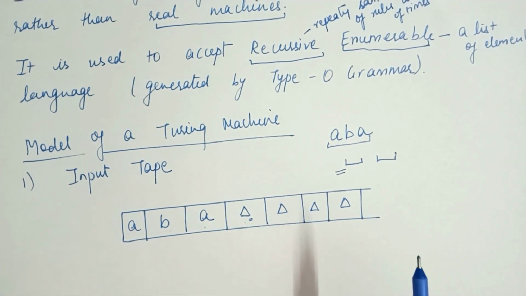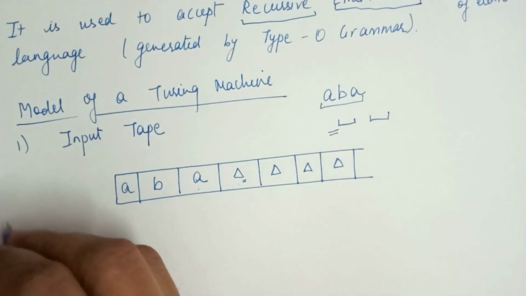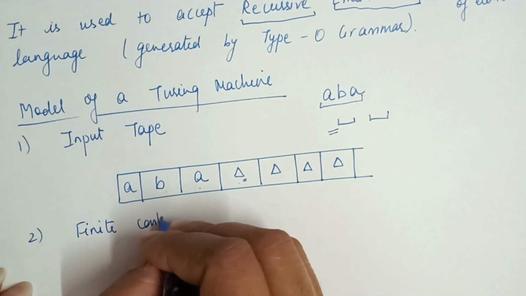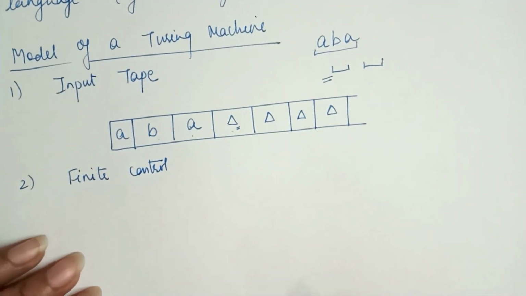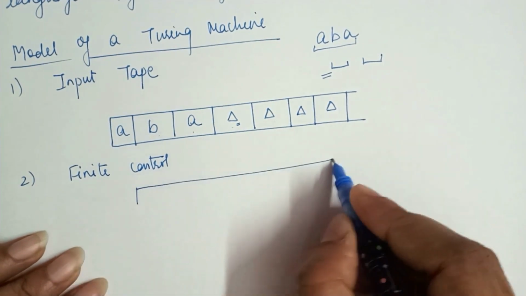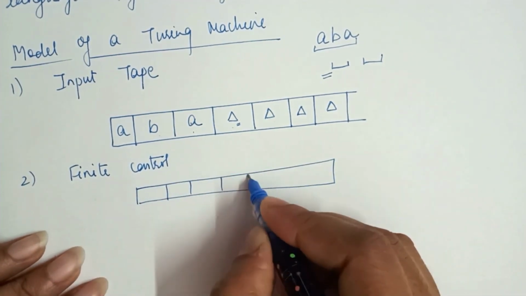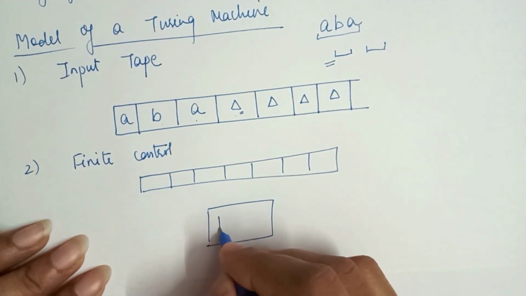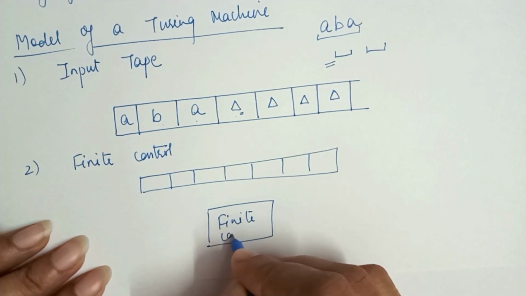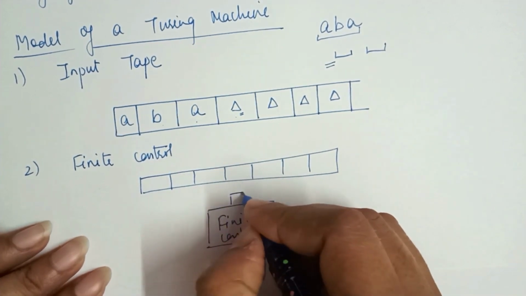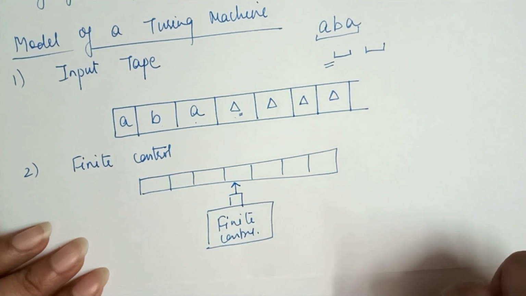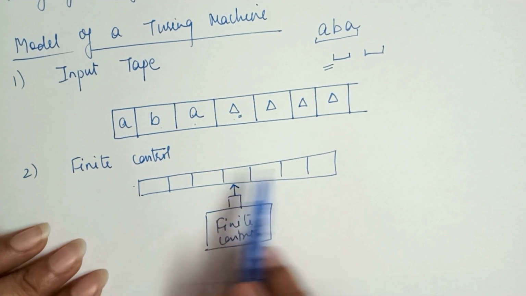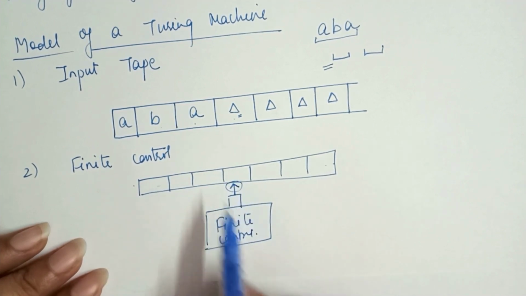The second component of the Turing machine is finite control. So what is finite control? Suppose this is our input tape in which we have an infinite number of cells, and this is a finite control, and suppose this finite control maps to this cell of the input tape. This finite control and the tape head, this is called tape head.